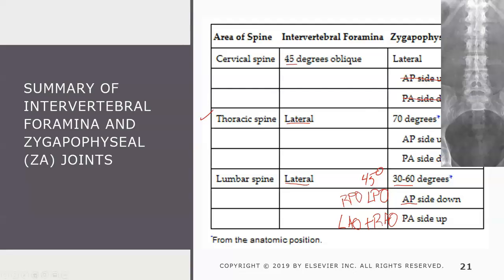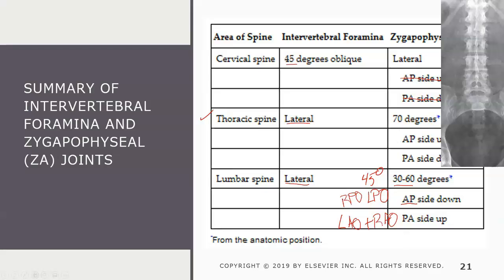For me, I think the easiest way is to start with the intervertebral foramina. Know that the lateral T and the lateral L is where you see the foramina, which means the opposite would be for the cervical. Cervical is on the oblique. For the ZAs, we see the ZAs on the lateral for the cervical and the obliques on the thoracic and lumbar.